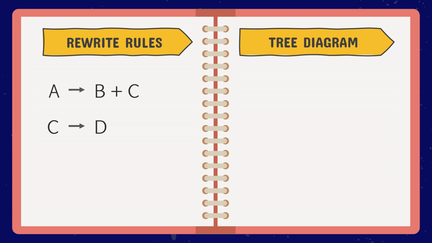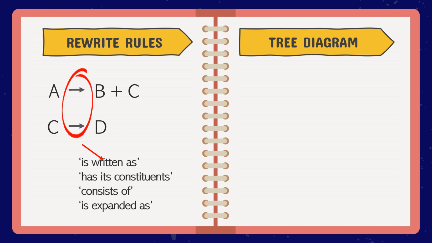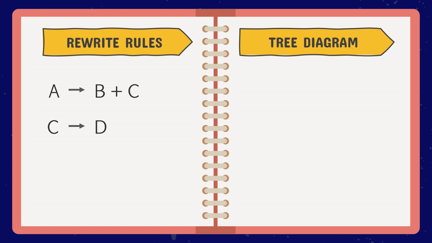Now, more symbols on the right constitute a string. And the arrow after A is read as, is written as, has as its constituents, consists of, or is expanded as. The plus sign between B and C is read as followed by, but it is often omitted.